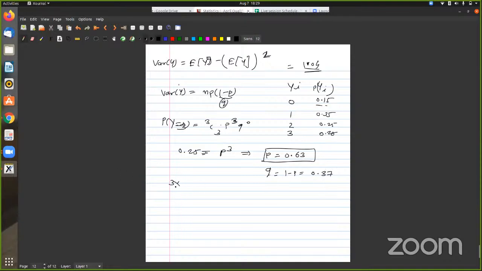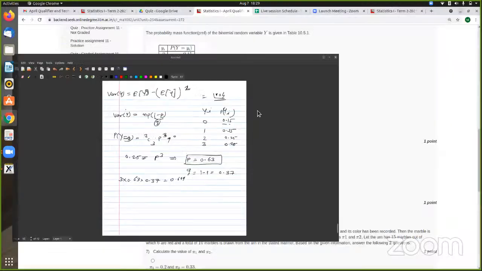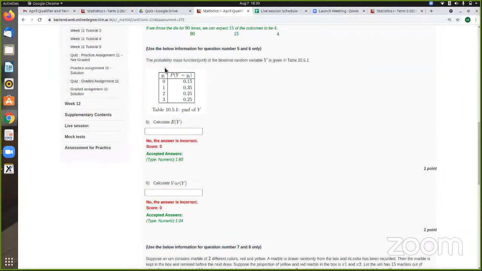So if I put 3 into 0.63 into 0.37, what is the value? It is coming out to be 0.7. It should not happen actually. I tried finding p from the probability of y equal to 0 as well, and in that case p was coming out different. In all the cases I tried, the value of p came out different.